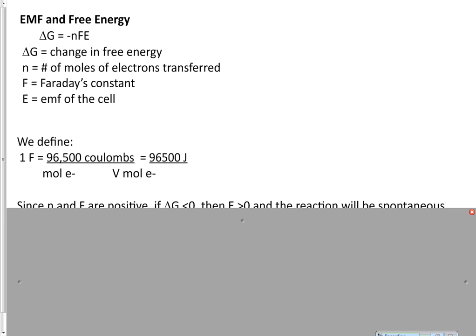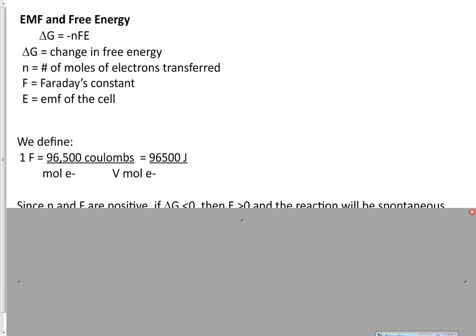So delta G, you already know, is Gibbs free energy. N is referring to the number of moles of electrons transferred. F is a new number for you. It's Faraday's constant, and you do not need to memorize it. And E is just the EMF of the cell.